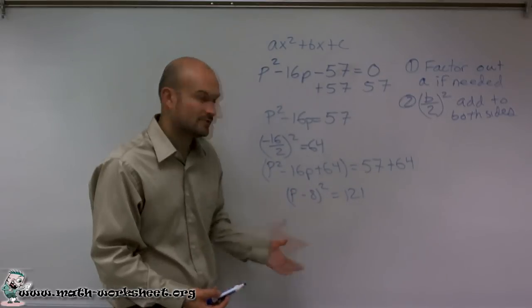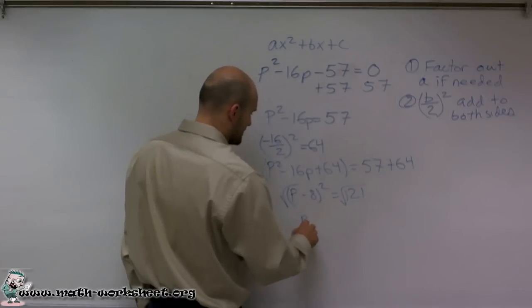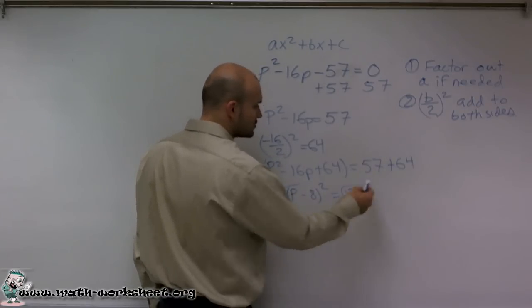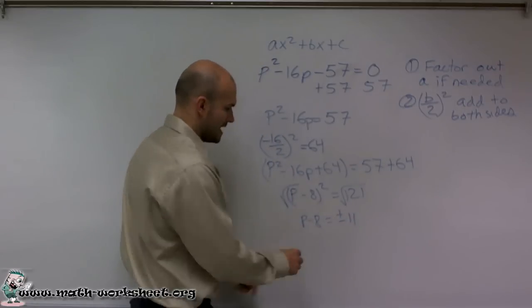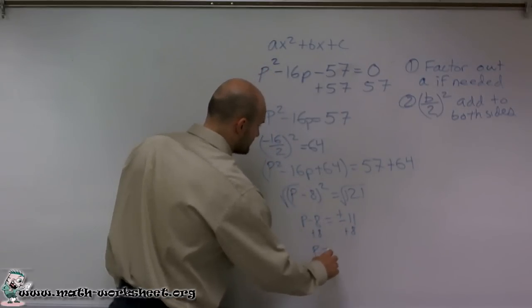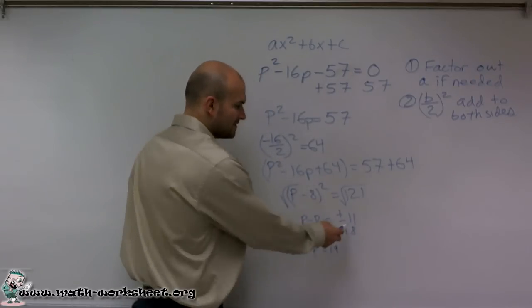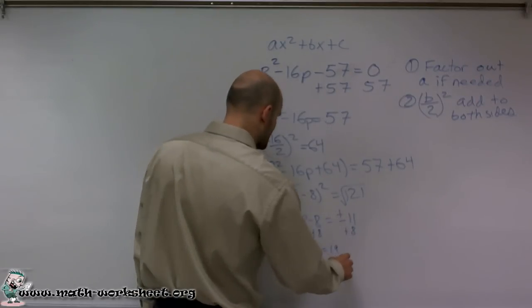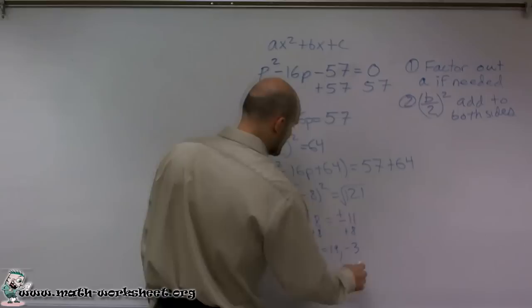Now we can just use the square root property. Square root both sides. I get p minus 8 equals the square root of 121, which is plus or minus 11. Now add 8 to both sides, and I get p equals 19, and negative 11 plus 8 means p is also going to equal negative 3.